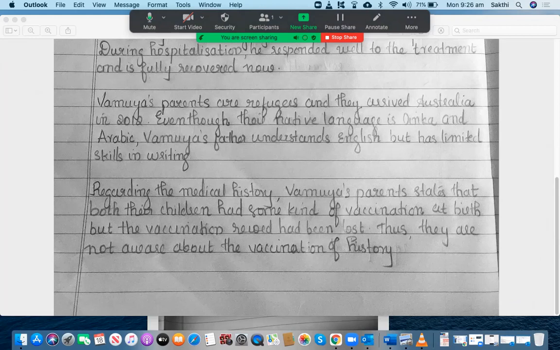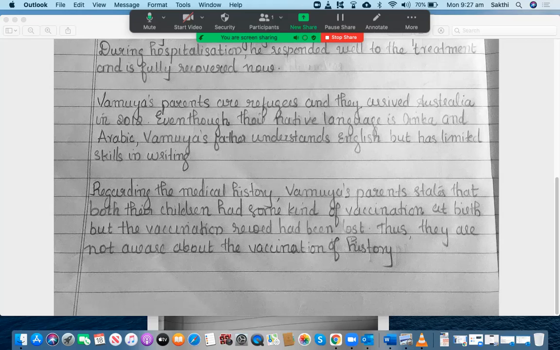State that both their children had some kind of vaccination at birth, but the vaccination, I think it's renewed, or I couldn't understand whether it is received or had been lost. Okay, but the record, oh yeah, it's a record actually. But the vaccination record, her handwriting isn't that good. Okay, you need to write it down clearly. So, but the vaccination record has been lost, had been lost.